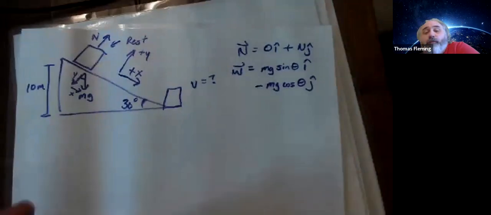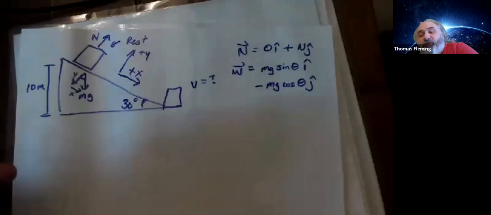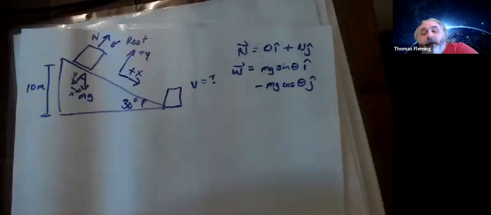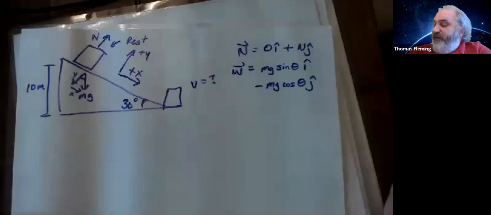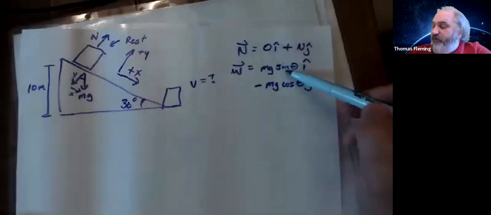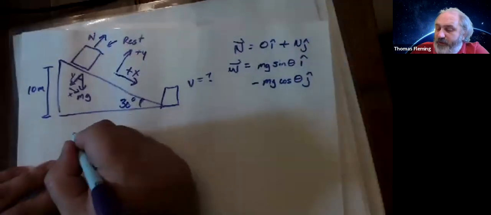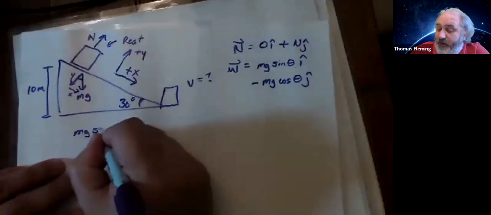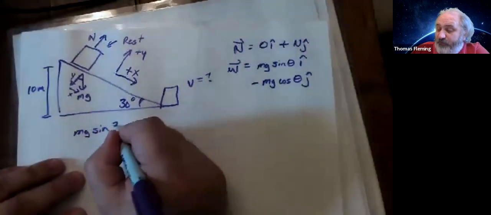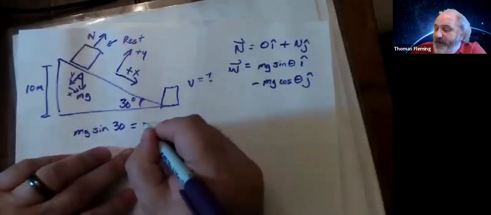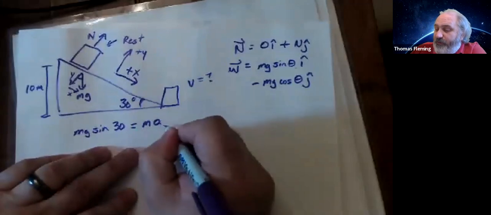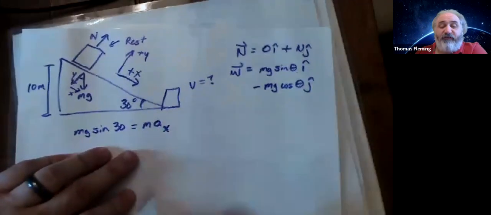Once we've broken it into components, now the next trick is to use Newton's second law, which is that the sum of the forces equals ma, to generate some equations, one for the x direction, one for the y direction. That's going to give us two equations. In the x direction, I have 0 plus mg sine theta. Those are the i hat portions of my force. So mg sine of, in this case, 30 degrees, is going to equal the mass of the box times the acceleration of the box in the x direction.